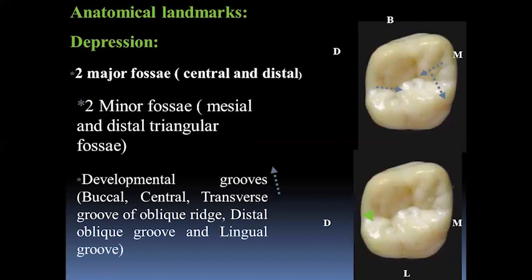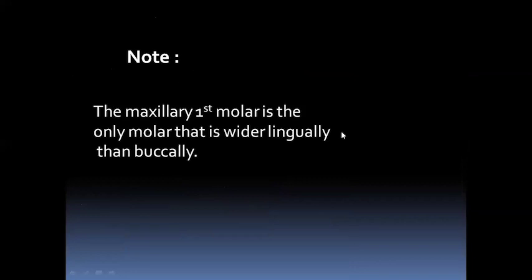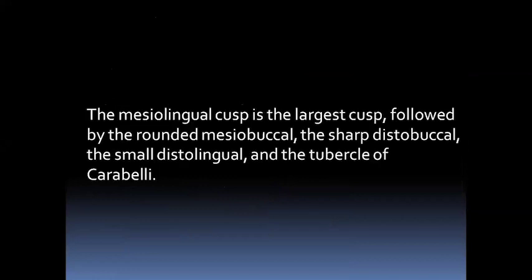Developmental grooves. This is a buccal groove. This is a central groove. This is the central oblique groove and lingual groove. The maxillary first molar is the only molar that is wider lingually than buccally. The mesiolingual cusp is the largest cusp, followed by the rounded mesiobuccal, the short distobuccal, the small distolingual, and the tubercle of Carabelli.